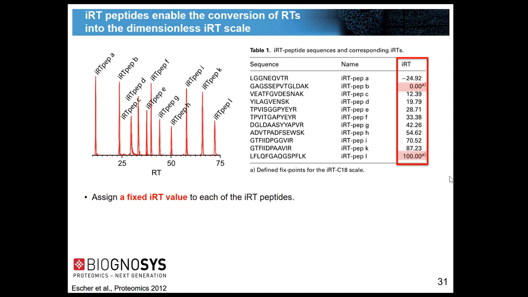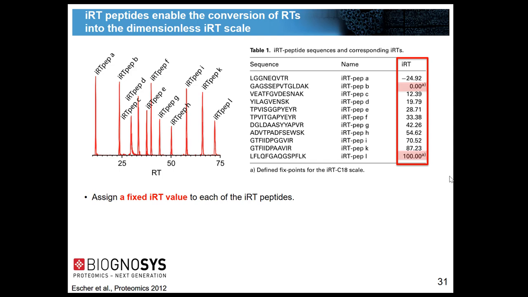All of them have in common that there's a rather small set of peptides. These peptides are selected in a way that they are not naturally occurring, so you can spike them into any sample. And they are selected in a way that they should cover a broad retention time range, so the first peptide elutes very early and the last one very late.